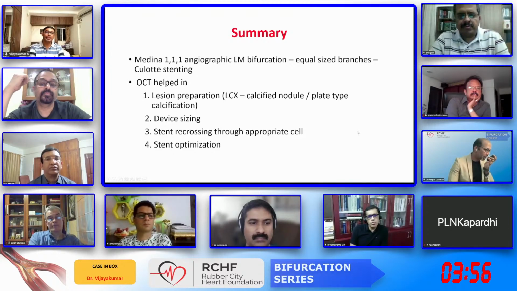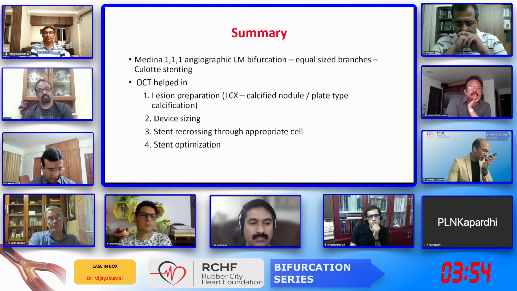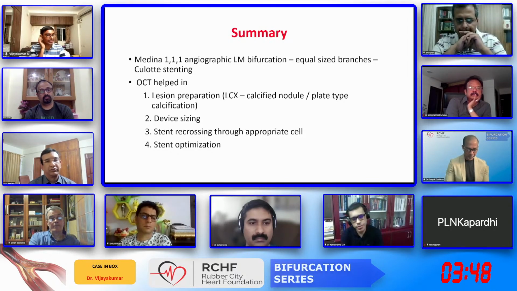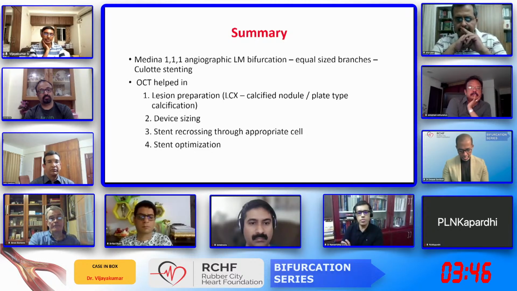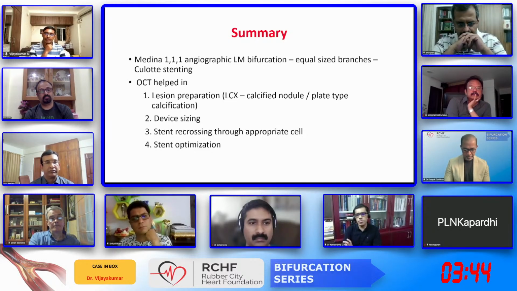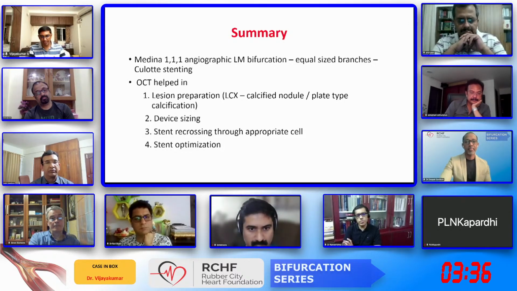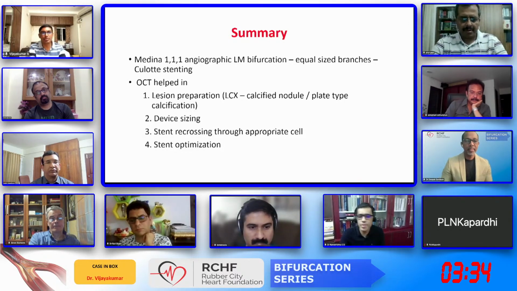So to summarize, Medina 1-1 angiographic left main bifurcation, equal sized branches. We selected a Culotte strategy. OCT helped in lesion preparation: L6 calcified nodule, plate type calcification, and not much calcification in the LAD. And OCT helps in device sizing, appropriate stent recrossing, and stent optimization. Thank you. Any comments? We have 4 more minutes to go.